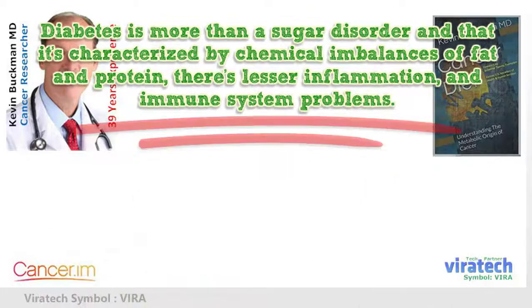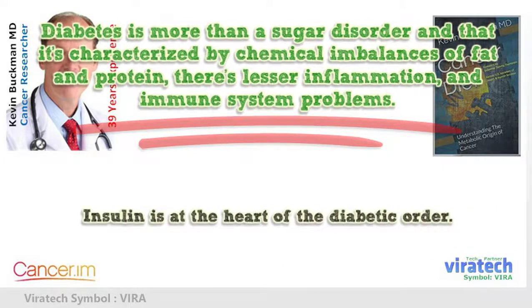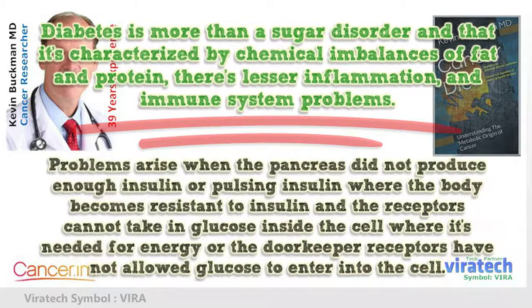Diabetes is more than a sugar disorder, and it's characterized by chemical imbalances of fat and protein. There's also inflammation and immune system problems. Insulin is at the heart of the diabetic disorder. Problems arise when the pancreas does not produce enough insulin or pulsing insulin, or the body becomes resistant to insulin and the receptors cannot take in glucose inside the cell where it's needed for energy, or the doorkeeper receptors have not allowed glucose to enter into the cell.